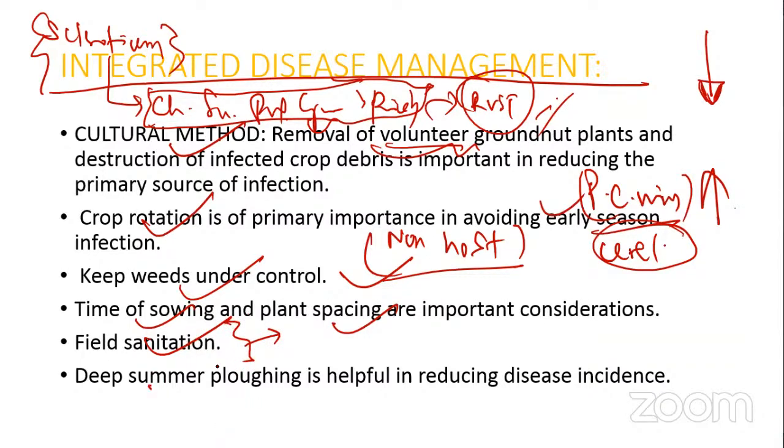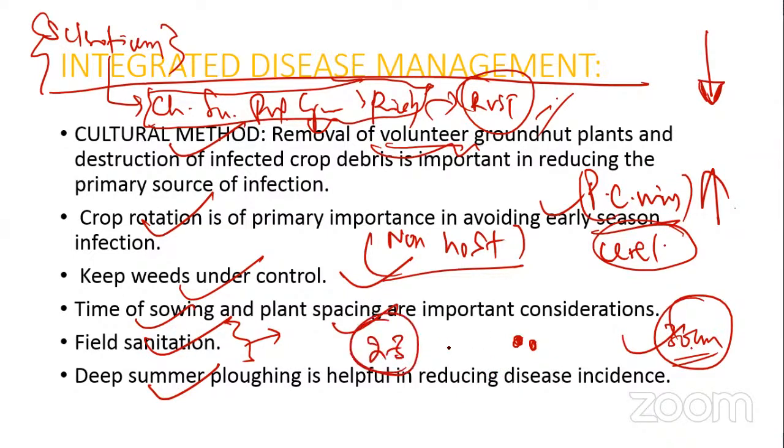Then deep summer plowing is helpful because you know that sclerotial bodies, which are very resistant structures, will be harboring inside the soil. To avoid that, you should do summer plowing, at minimum 30 centimeters deep, and expose it to the sun for at least 2 to 3 months. Then the temperature will be raised to 40 to 45 degrees Celsius, so that the sclerotial bodies and mycelial bodies will get affected.